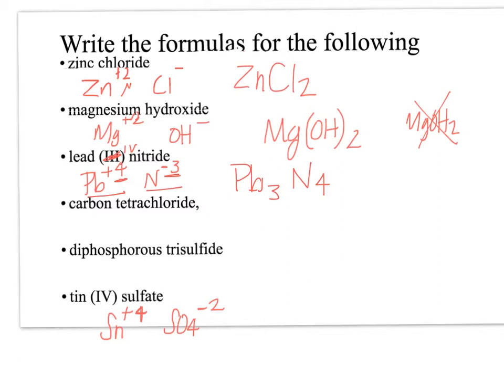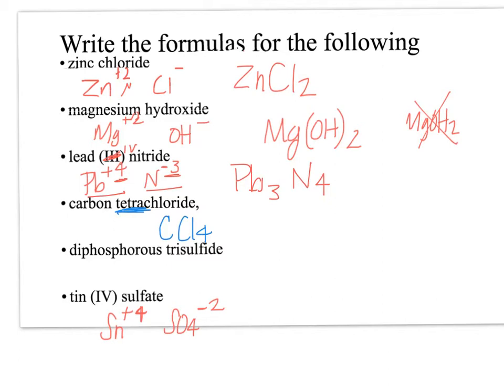For the next one, carbon tetrachloride, when I see prefixes, my clue is to say that that's a molecular compound because I have two nonmetals. So I'm literally just going to write what it says. Carbon is C. Tetra means 4. So I would do CCl4. And that would be its formula.